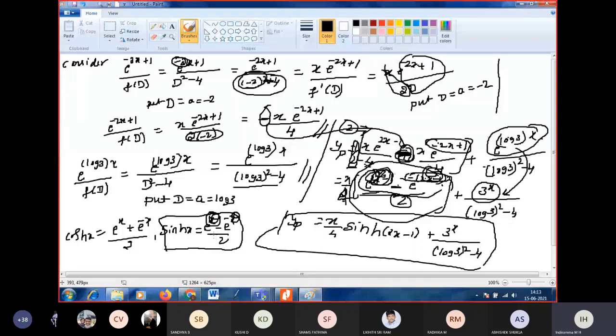Did all of you clear? Yes, ma'am. Okay. Now we got yp and yc. After finding yp and yc, what should we do? Substitute the value of y. Y is equal to yc plus yp. Substitute in equation 1. Correct? So equation 1 becomes y is equal to, what is yc we got? c1 e power 2x plus c2 e power minus 2x. Correct? Yes, ma'am. Plus yp, you write x by 4.